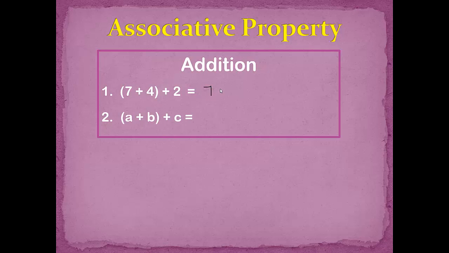7 plus the quantity 4 plus 2. If you look at the left-hand side, 7 plus 4 is 11, and 11 plus 2 is 13. On the right-hand side, you can do 4 plus 2 first, since it's in parentheses, and that's 6, and 7 plus 6 is also 13. We can also write this using variables. So the quantity A plus B plus C would be equal to A plus the quantity B plus C.